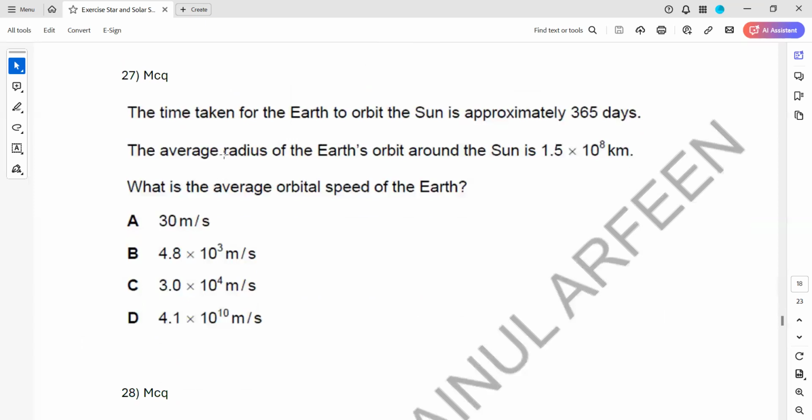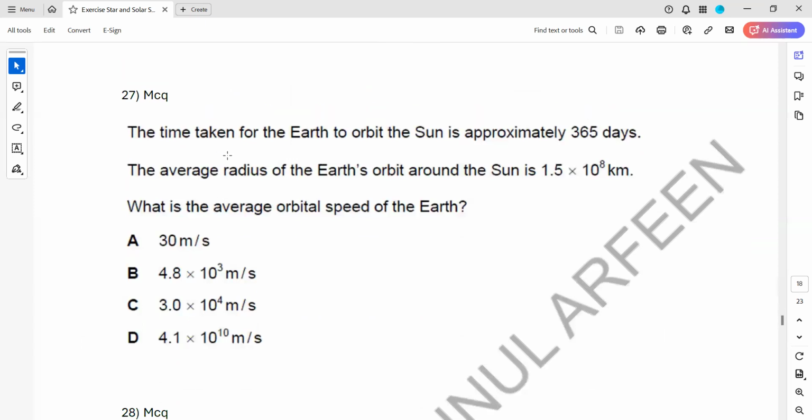In question 27, the time for the Earth to orbit the Sun is approximately 365 days. The average radius of the Earth's orbit is 1.5 x 10^8 kilometers. What is the average orbital speed? All the speeds are in meters per second, so we have to convert kilometers into meters first. We multiply by 1000, so this becomes 1.5 x 10^11 meters. And because the speed is given in meters per second, the time must be in seconds. So we have to convert these 365 days into hours, into minutes, into seconds.